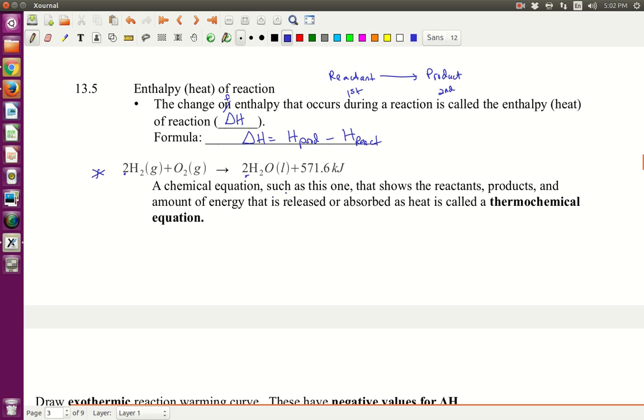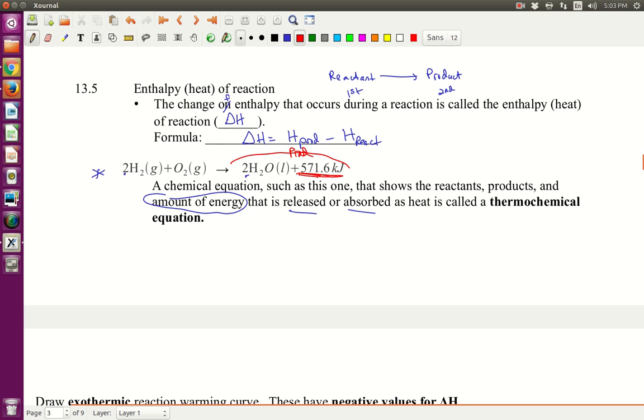A chemical equation such as this shows the reactants and products, and it shows you the amount of energy that was released or absorbed as heat. This is called a thermochemical equation because it adds in the heat. In this case, you'll see the heat right here. This is the amount of energy that is produced, because this whole side is the product side. So that means the heat is produced.